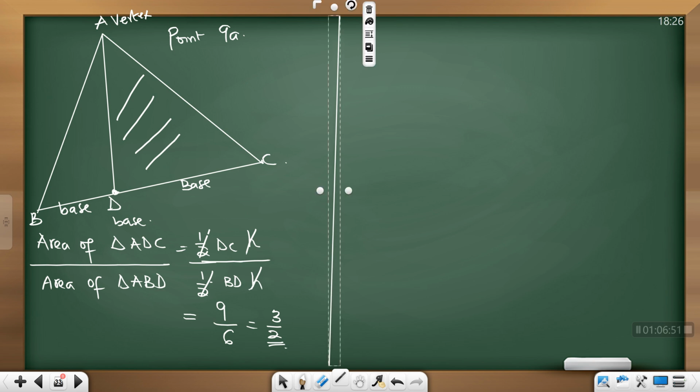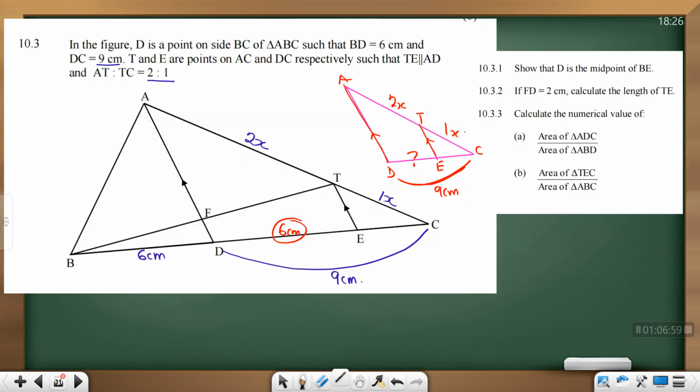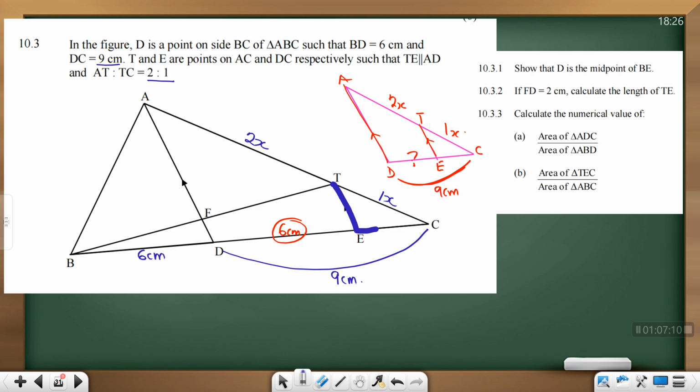Okay. What's the next one? I know you want to write, but just hold on. I want you to see the difference between the two. TEC and ABC. Please watch. Watch this. TEC. I'm looking at this, right? And AB. What do you notice?